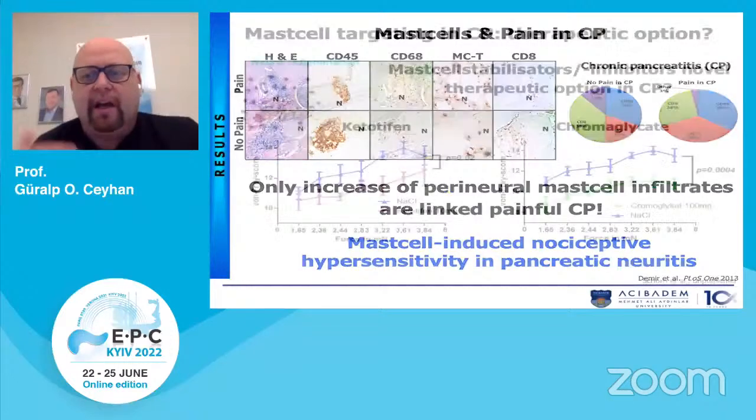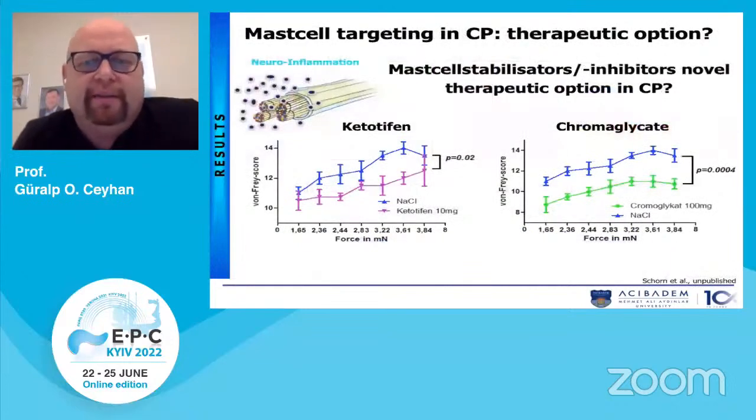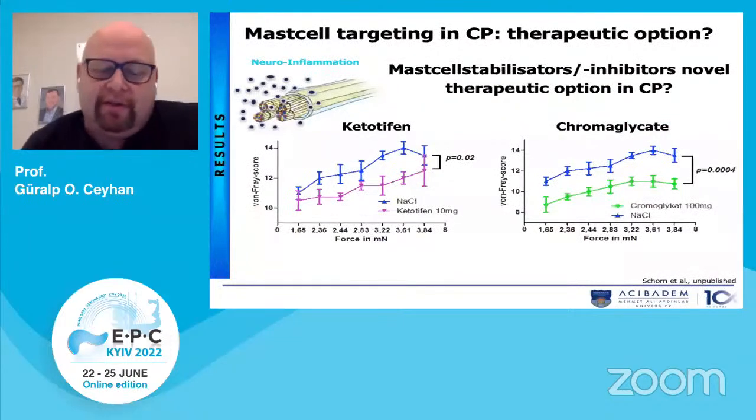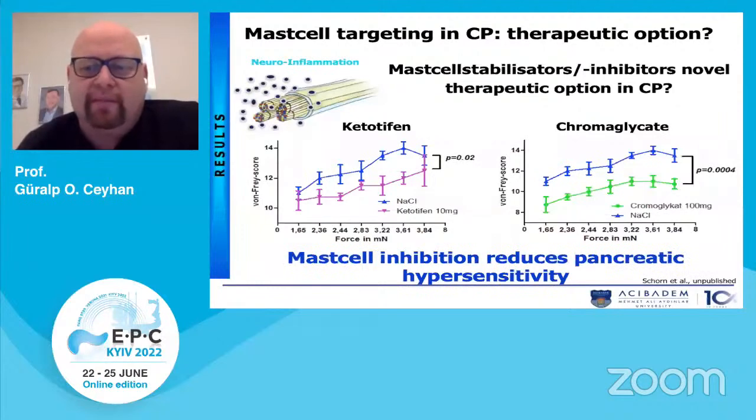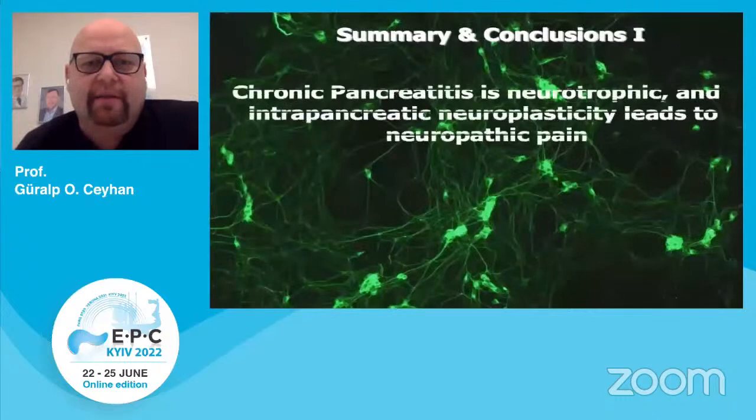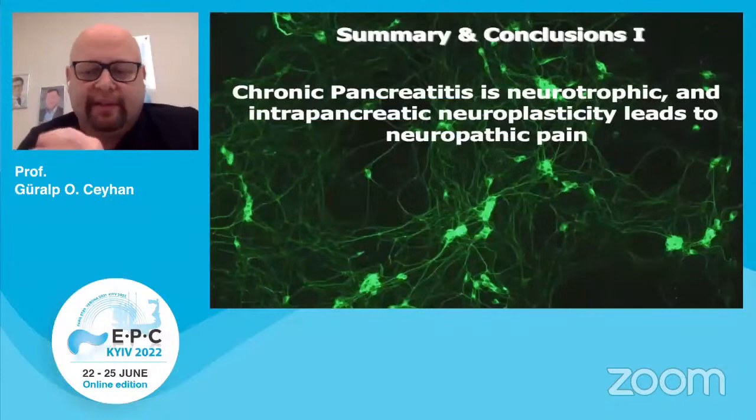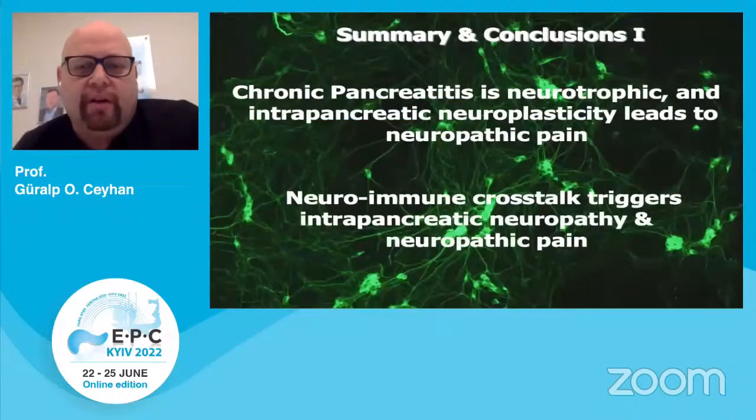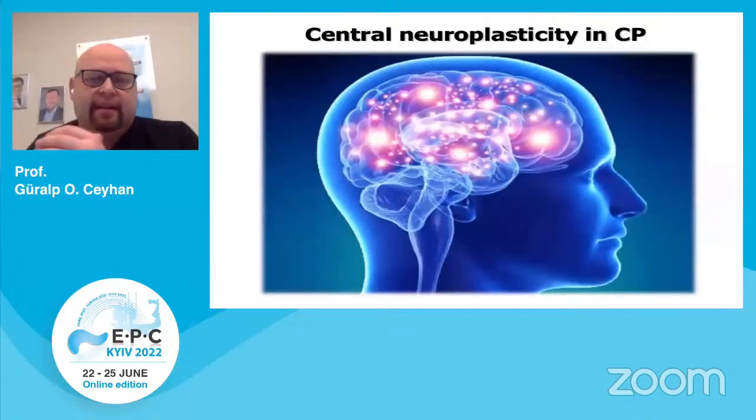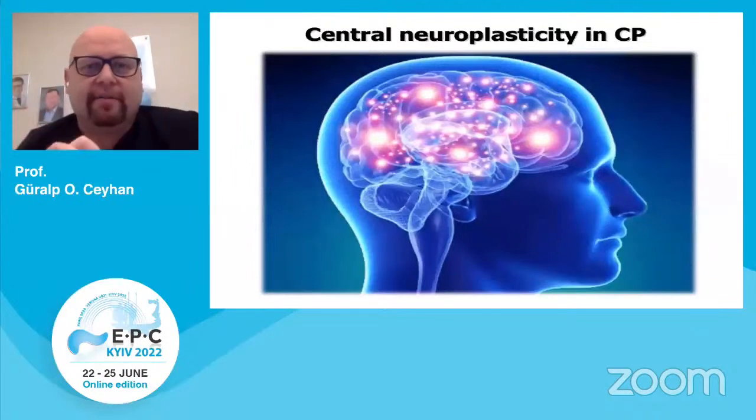And why do we say this? Because we can also check this in an experimental setting with mast cell inhibitors and stabilizers like ketotifen and cromoglycate, where you can markedly reduce the pain sensation in a mouse model of chronic pancreatitis. So in chronic pancreatitis, we have a situation which is neurotrophic, with large intrapancreatic nerves leading to neuroplasticity and with this to neuropathic pain. We also have neuroimmune crosstalk which enhances this intrapancreatic neuropathy and further augments neuropathic pain. So we have a burning site in chronic pancreatitis locally, but what about central neuroplasticity?